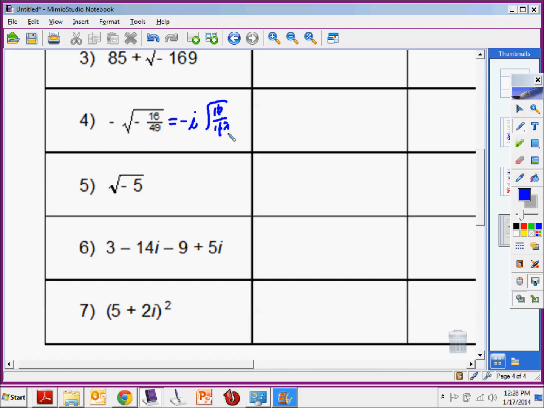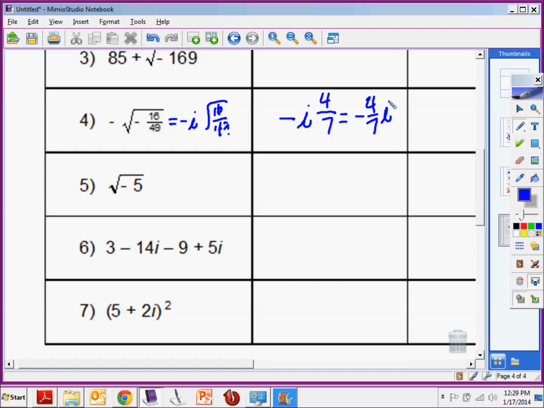What's the square root of 16? 4. And what's the square root of 49? 7. Can you do the problem? I need to write it mathematically correct, guys. Negative 4 over 7i.